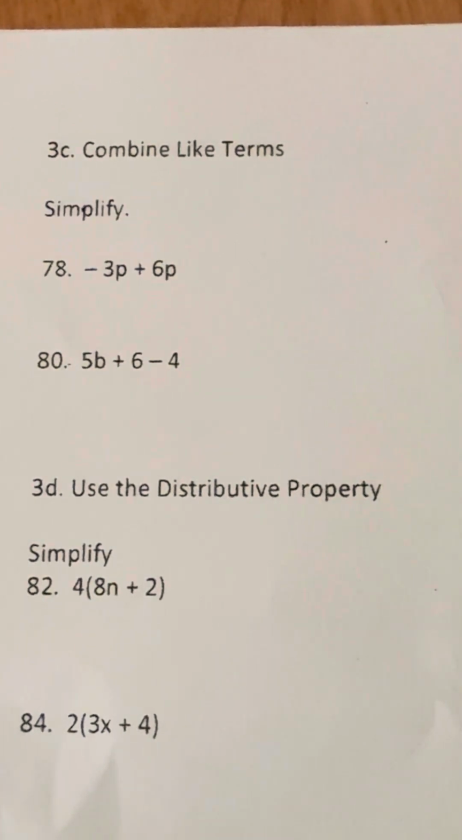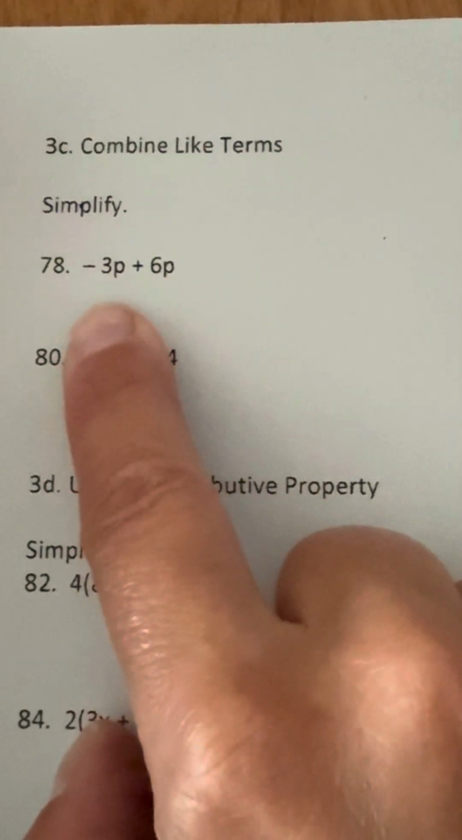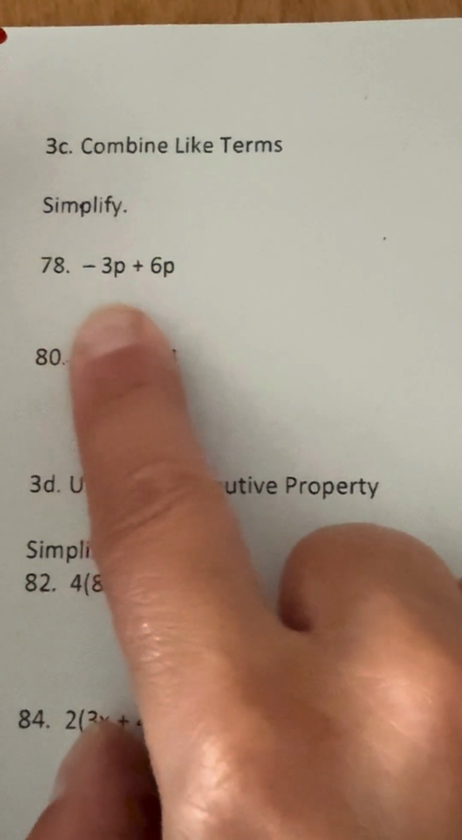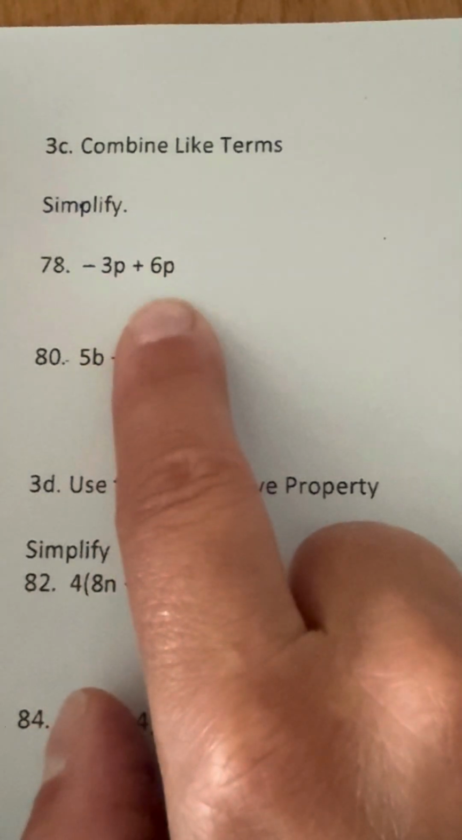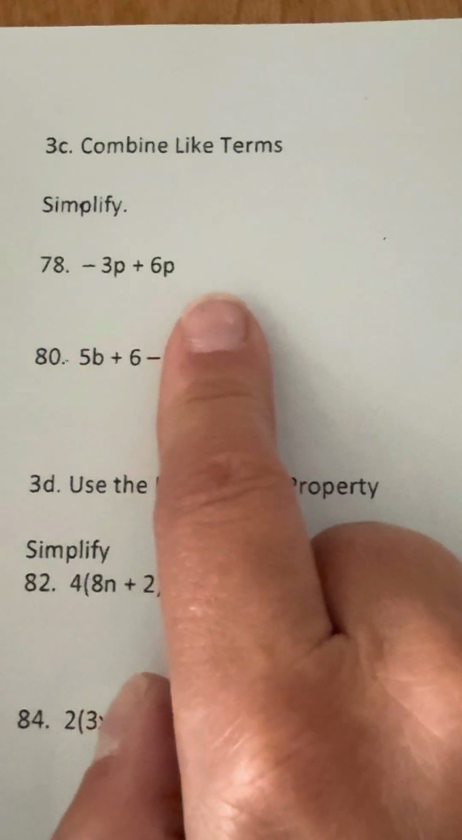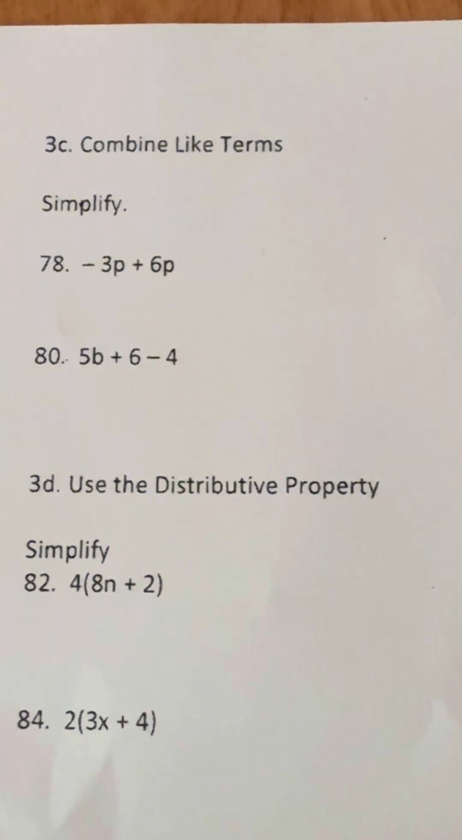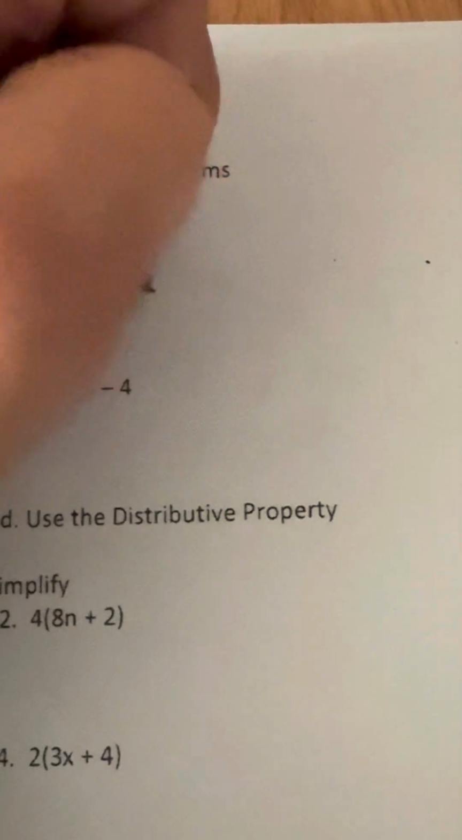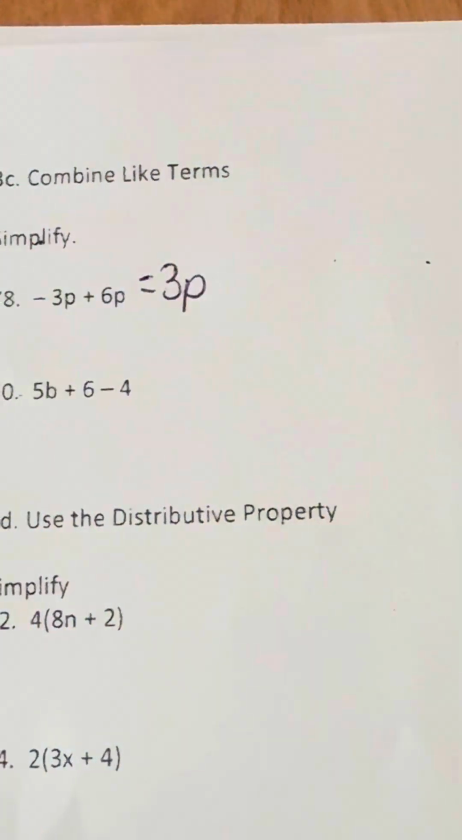When we're looking at like terms, we're looking at things that are exactly the same as far as variables go, but can be different numbers. Like we see the coefficient in front of this. This is a -3, but it's p. This is a +6, but it is also p. So I can combine them because they are both p. I can just do the normal calculation of what a -3 plus 6 would be, and that is simply going to be 3p. So that's your first question.